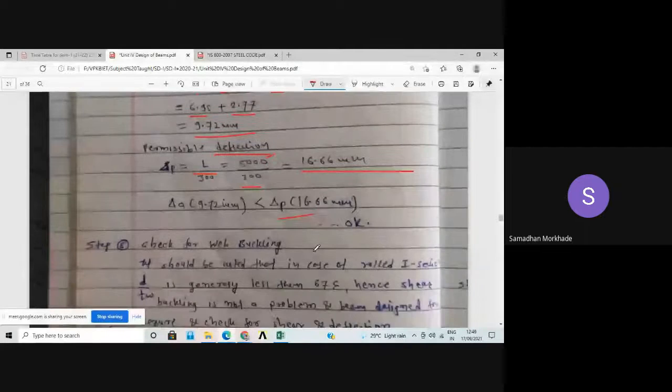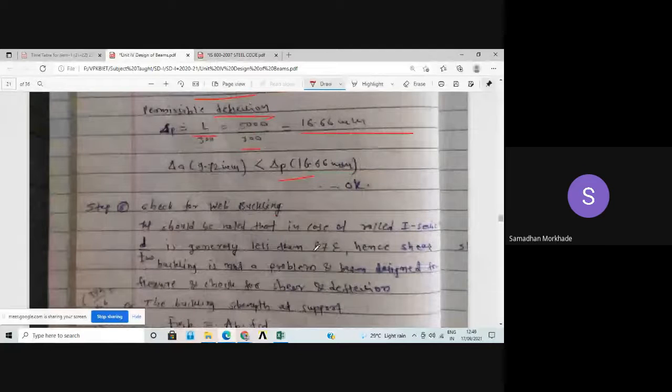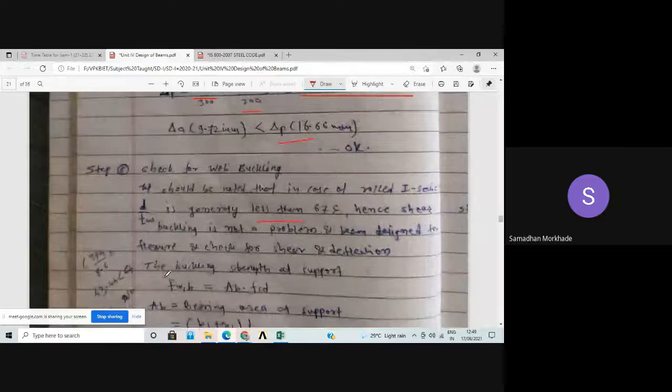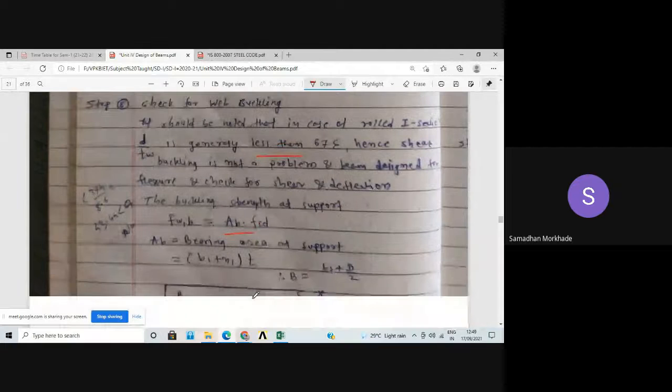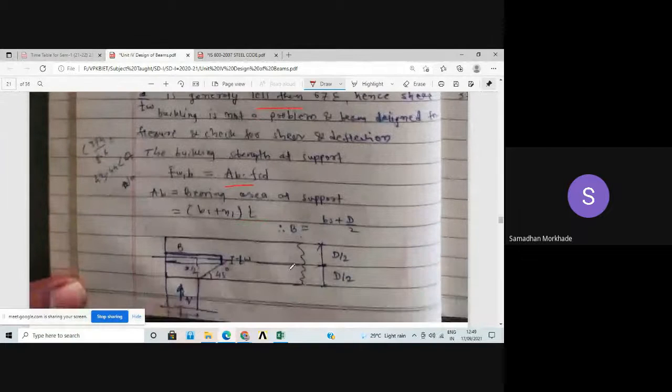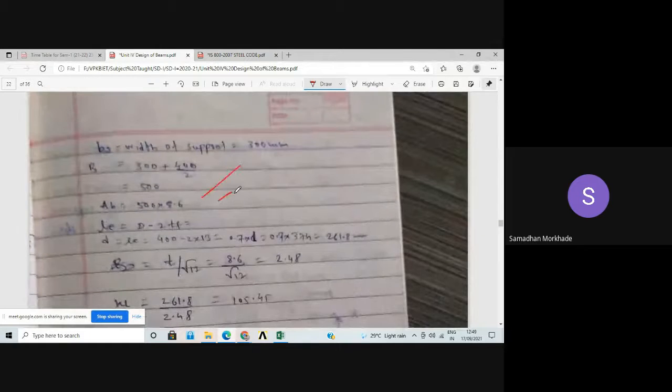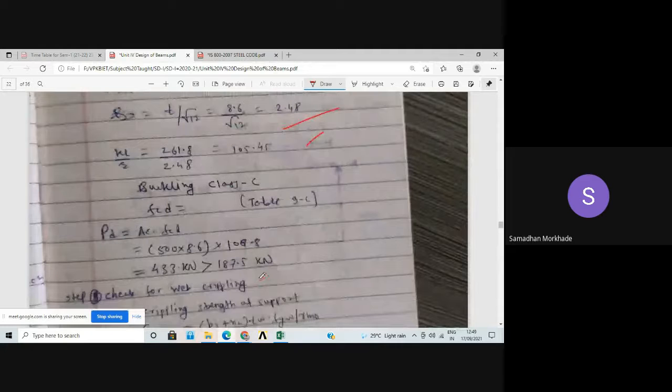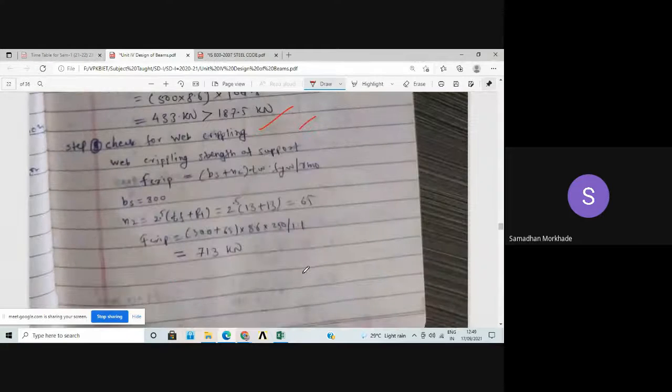Then there are a few additional checks. Check for web buckling, but this we have already taken into account: D by TW ratio is less than 67 epsilon, which means no web buckling occurs. Then the buckling strength at supports is also calculated, but just refer to this copy of my notes. It acts like a compression member, and you have to calculate PD equal to area into FCD. You can easily understand. Just go through these steps. This way the design of the beam will be done.